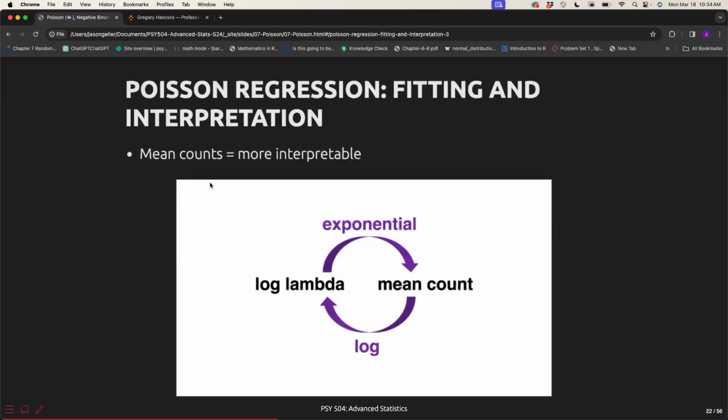Log lambda values are not really that interpretable or intuitive, right? So what we could do is take those log lambda values and just exponentiate them. And what's cool about this is that this gives us mean counts, which is more intuitive and interpretable. Last semester I talked about log transformations of reaction times. It's quite common to take a reaction time and log it to make it more normal. But if we exponentiate that log reaction time, we get the reaction time back again. So that's essentially what we're doing here. We're taking a log lambda value and exponentiating it to get that mean count back, to make things a little bit more interpretable.